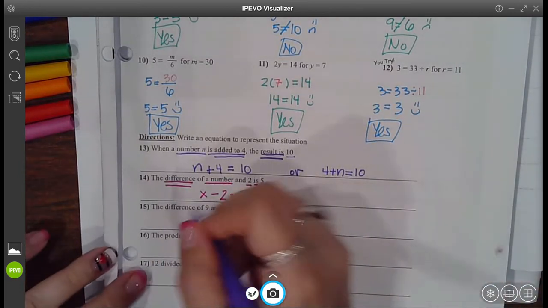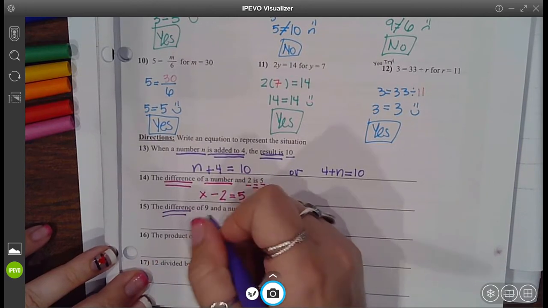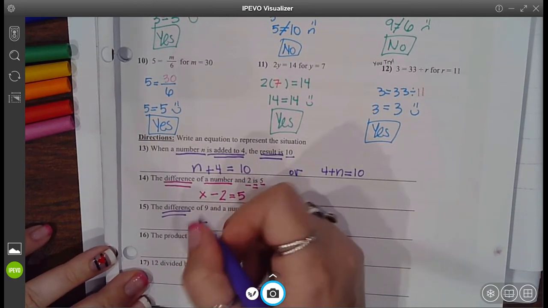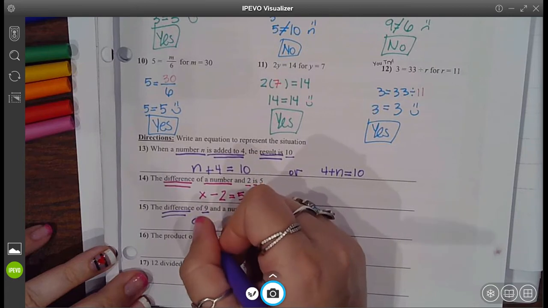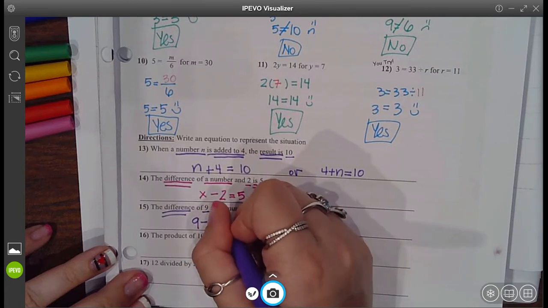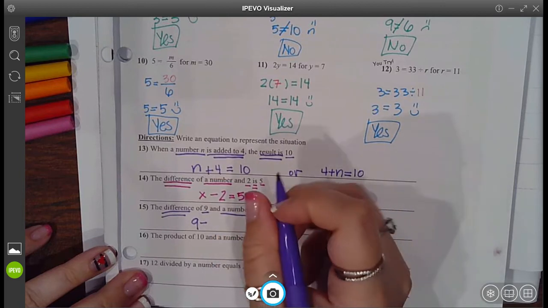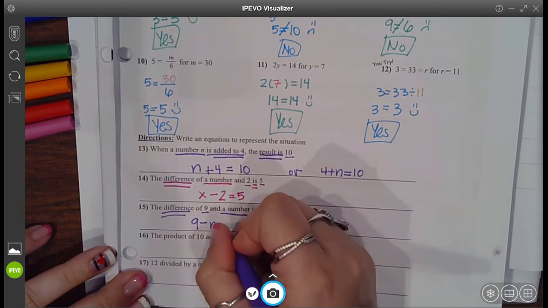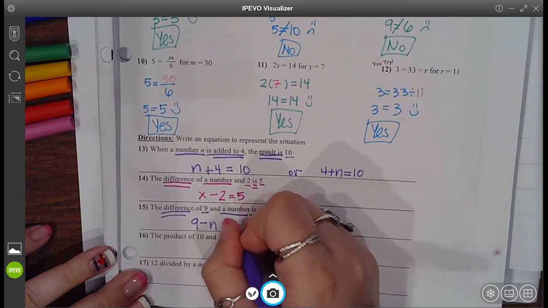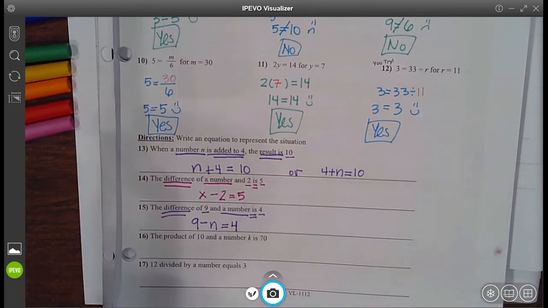Okay, the next one says the difference. We already established difference means minus. 9, so 9 comes first. And so after the minus sign is a number. Since we don't know what that number is, let's use an n this time. Is means equals 4. There you go. That's the equation.